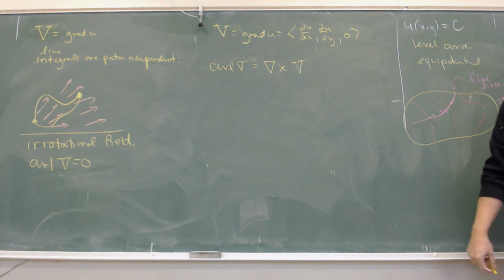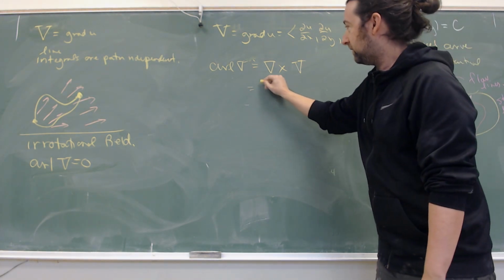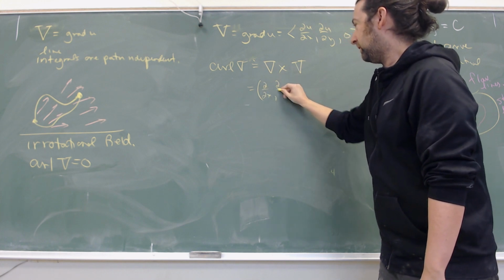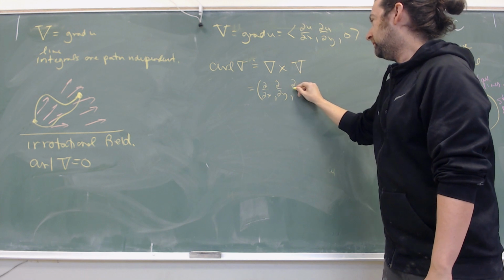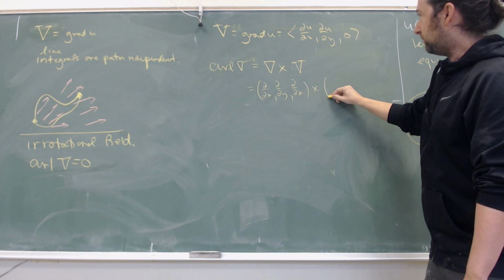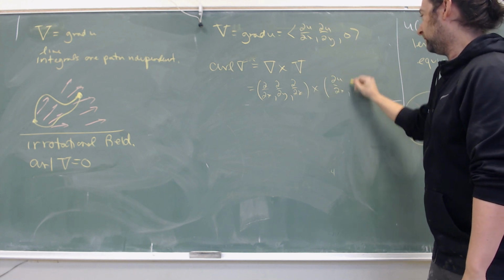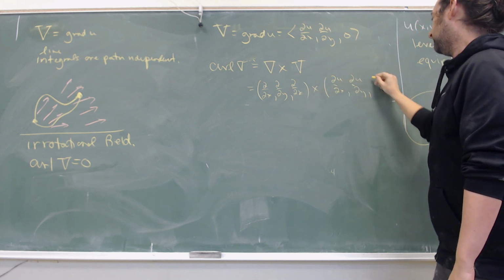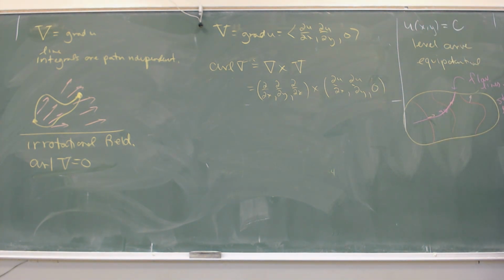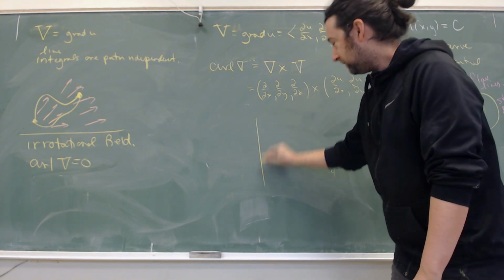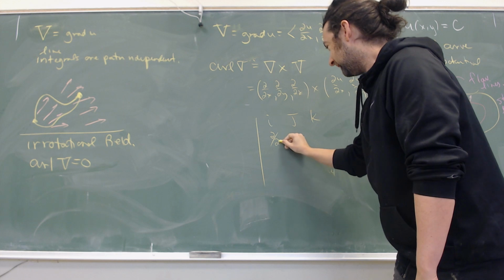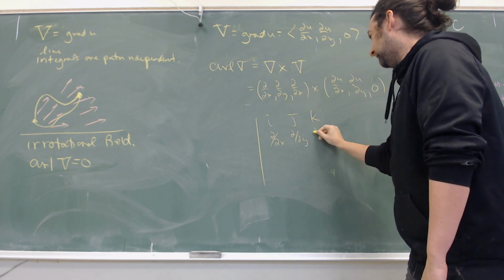Maybe you've seen this formalism before, maybe you haven't. The idea is that you take d by dx, d by dy, and d by dz, and you cross it with your vector field, which is du dx, du dy, well, du dz is 0. If you do that computation, hopefully I'm not triggering anybody here. D dx, d dy, d dz.